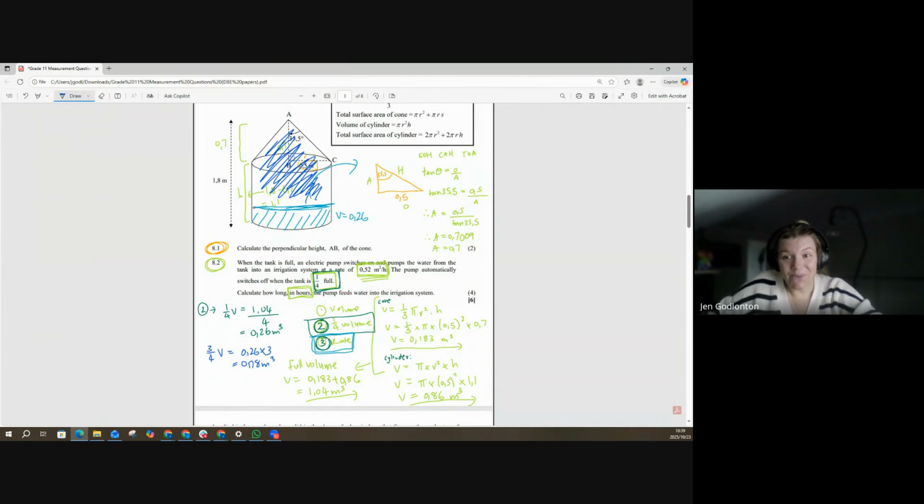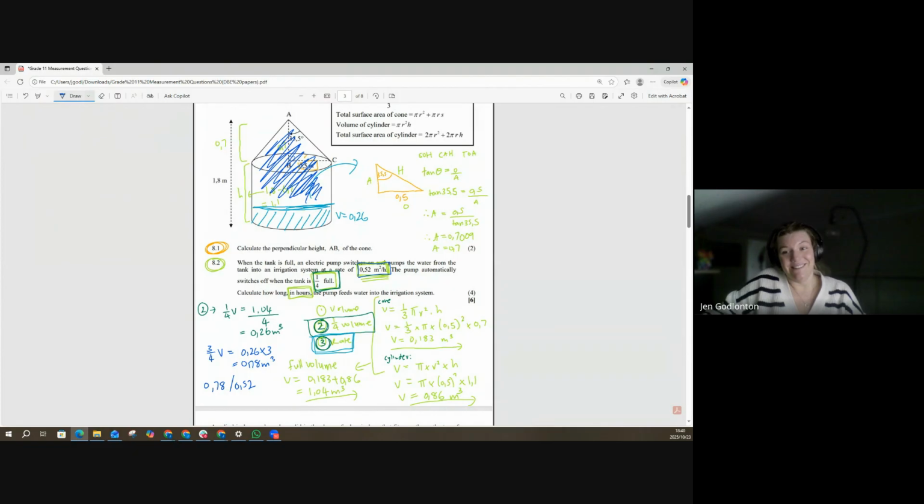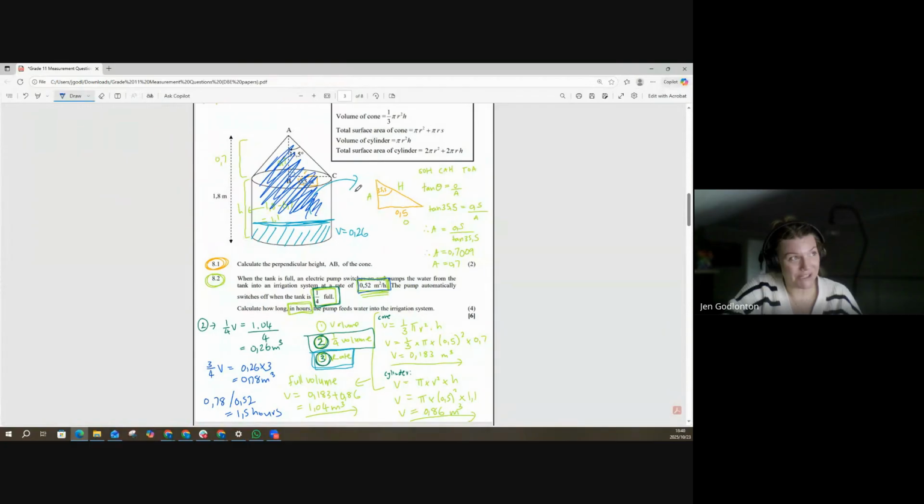Last step, all we have to do is work with our rate. And so it's saying per hour. So all we have to do for that is take our 0.78, we divide it by the 0.52, and we get the total of 1.5 hours. And that is the mammoth question finished.